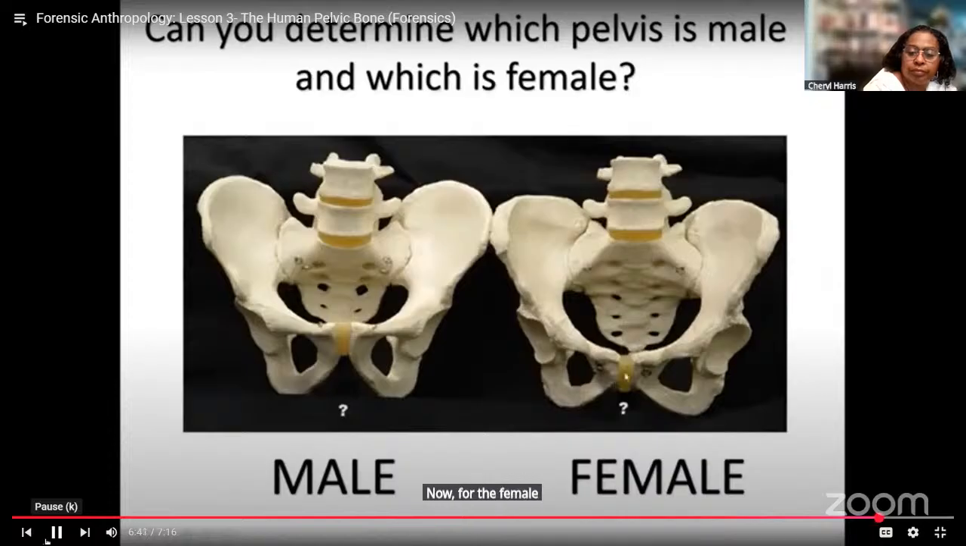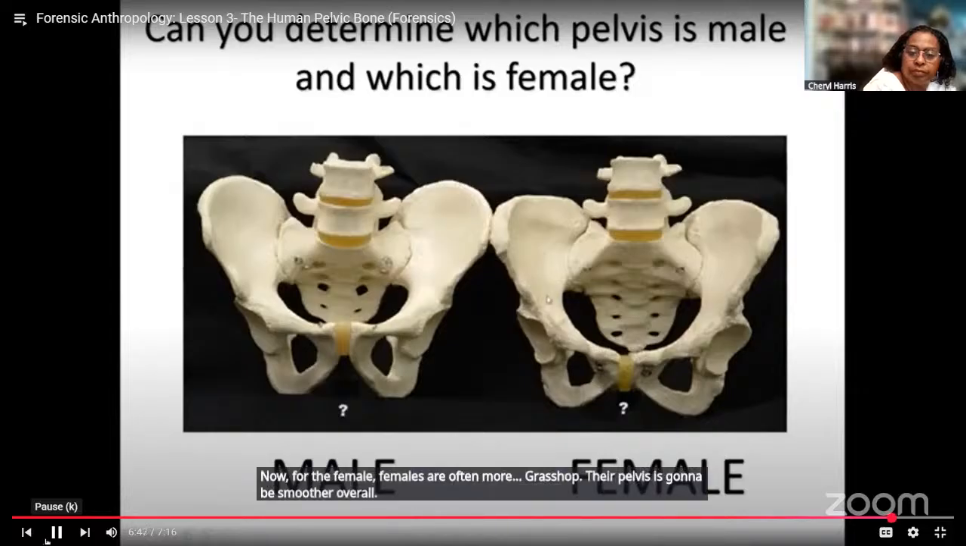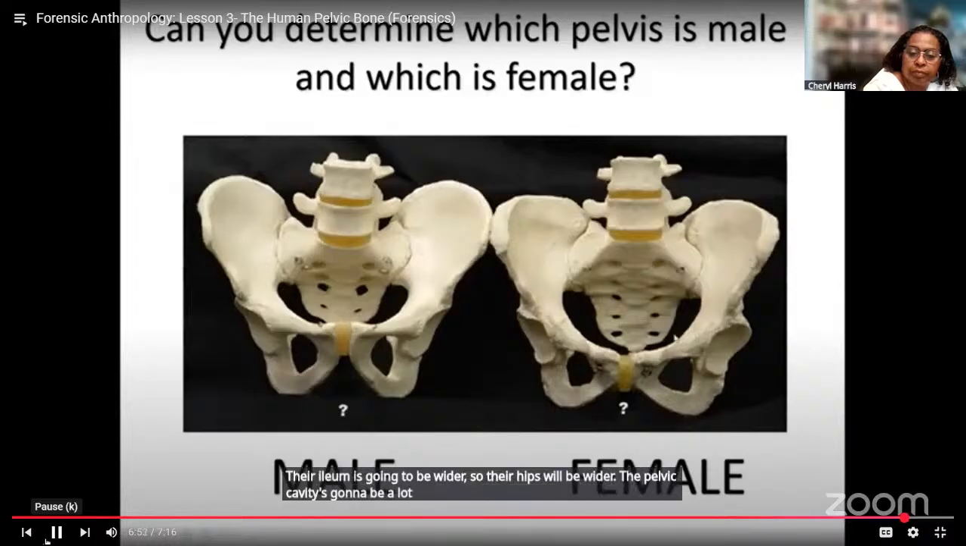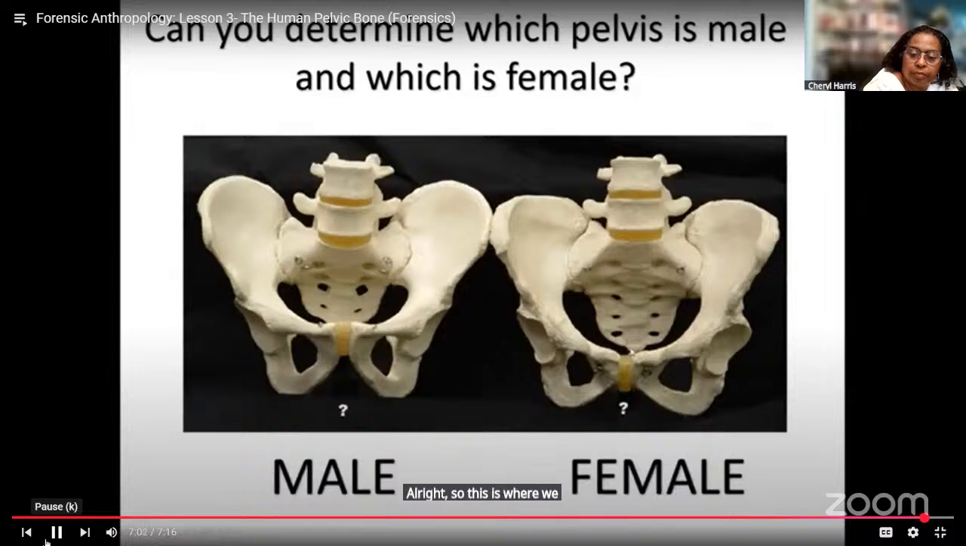Now for the females, they are often more gracile. Their pelvis is going to be smoother overall. Their ilium is going to be wider, so their hips will be wider. The pelvic cavity is going to be a lot larger in the female, and that's to provide that wide birth canal needed for childbirth. All right, so this is where we're going to stop for today.